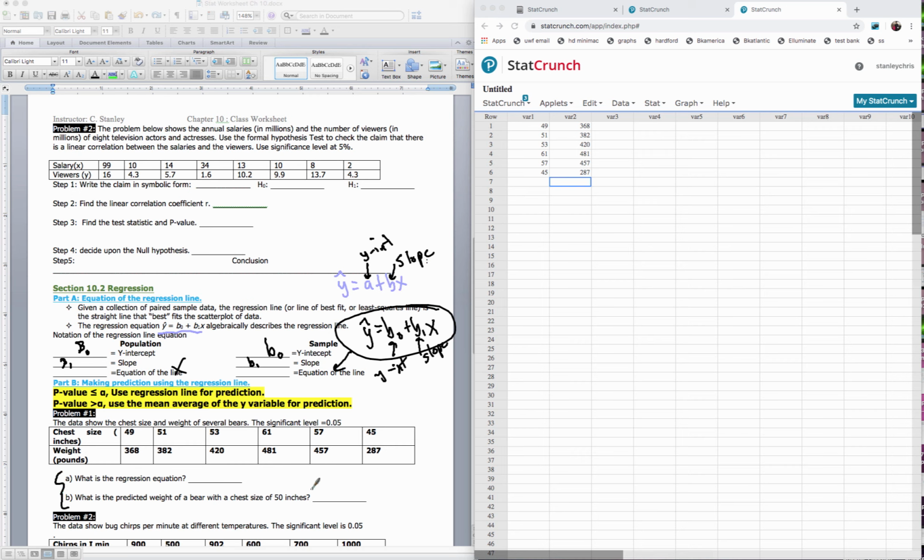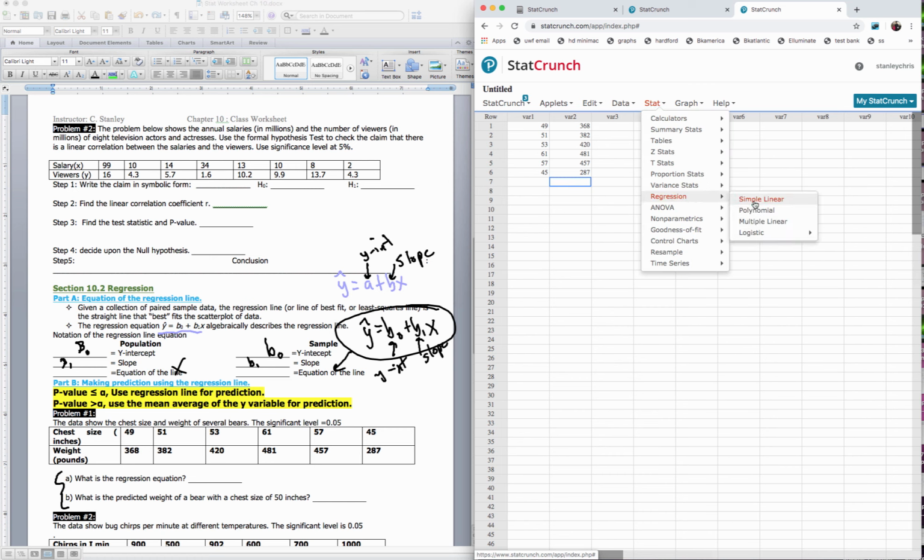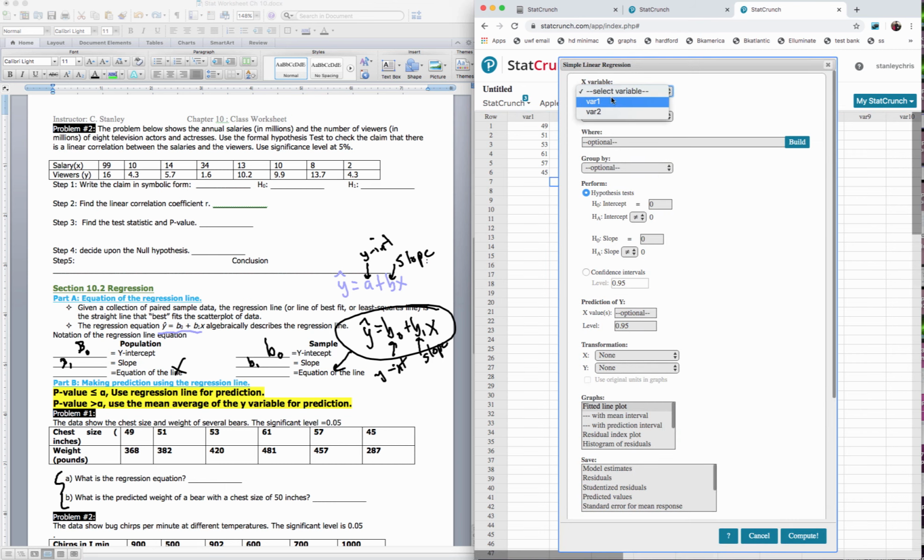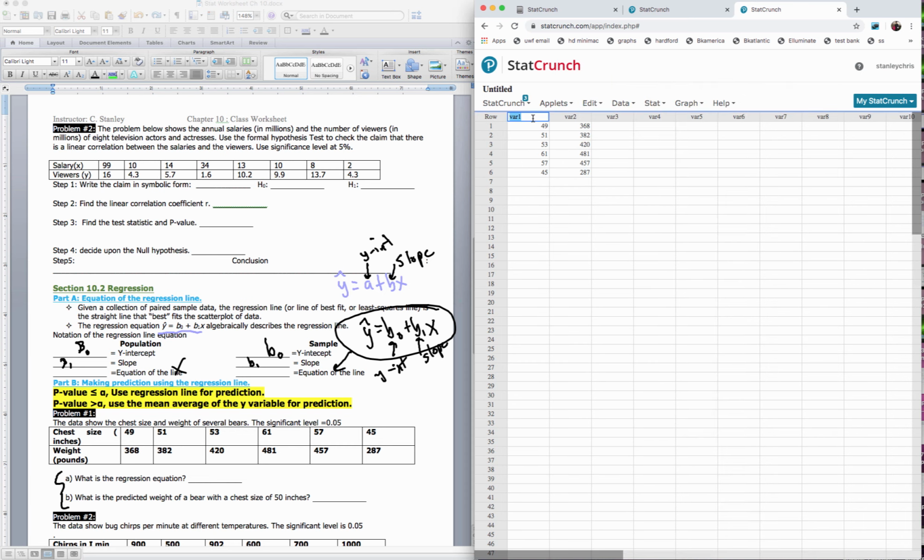I have the data in. If you don't have the data in now, go ahead and pause and throw your data in. What I'll do is go ahead and run this. It's always the same as last time, section 10.1: Regression, Simple Linear. Just select what variables you want. Sometimes it's nice to name these things too, so it's always easier to name them. My X was the chest size and the Y was the weight. Now I'm going to run it.